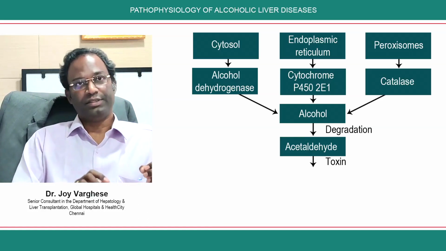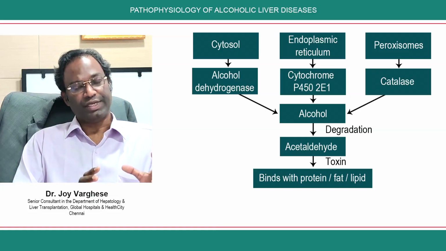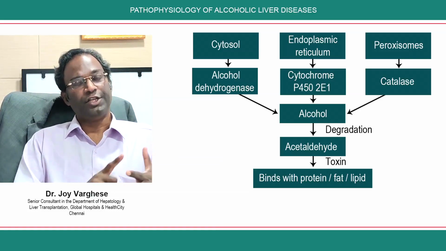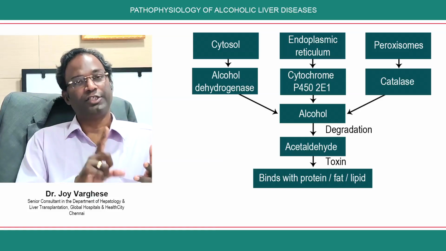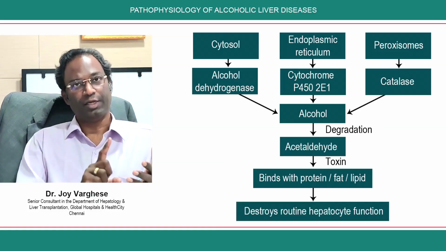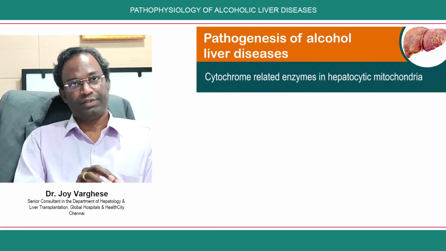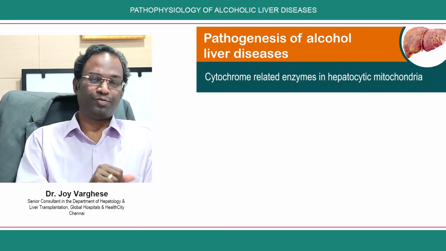Why am I calling it a toxin? This acetaldehyde will bind with protein molecules, fat molecules and nucleic acids. The hepatocytes do a lot of metabolism: carbohydrate metabolism, protein metabolism, fat metabolism. If this is deranged, and the nucleic acids help with all the electron transport, then this acetaldehyde will destroy the routine function of the hepatocytes. This acetaldehyde is formed in three ways: in the cytosol, endoplasmic reticulum and peroxisome.